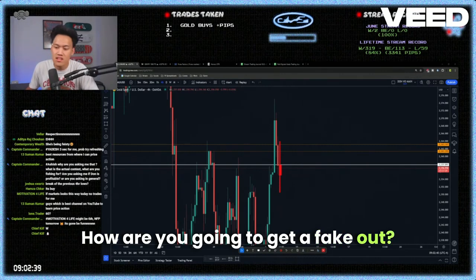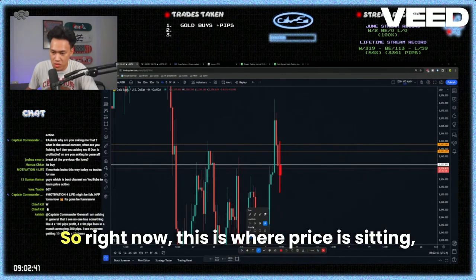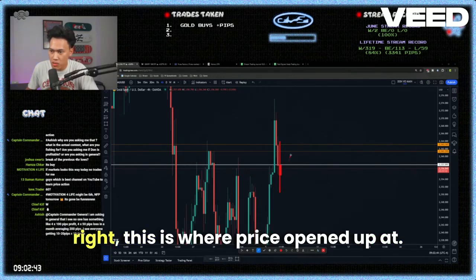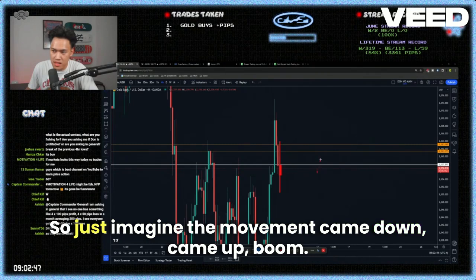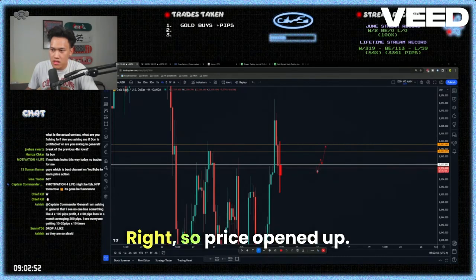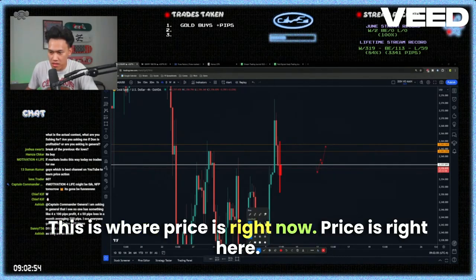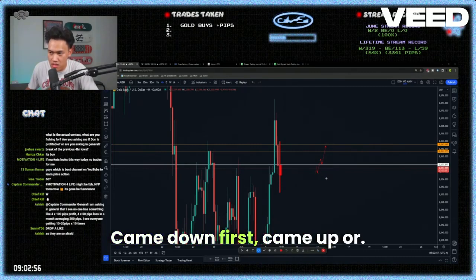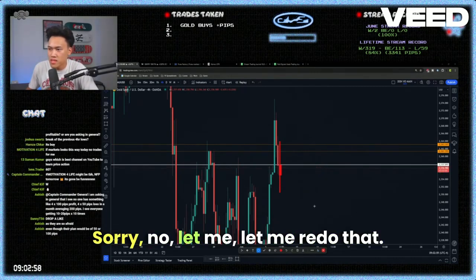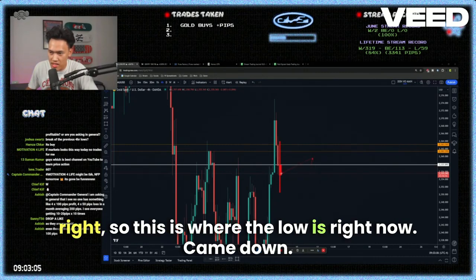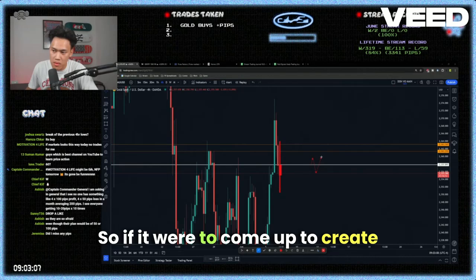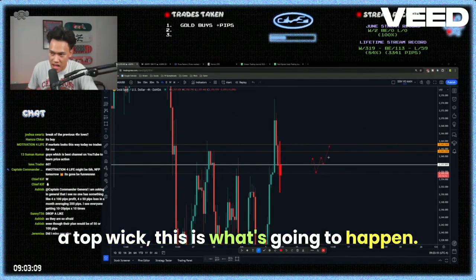How are you going to get a fake out? Here's how. Right now, this is where price is sitting, right? This is where price opened up. So just imagine the movement. Price opened up, printed a mini top wick, came down, right? So this is where the low is right now. Came down. So if it were to come up to create a top wick, this is what's going to happen.